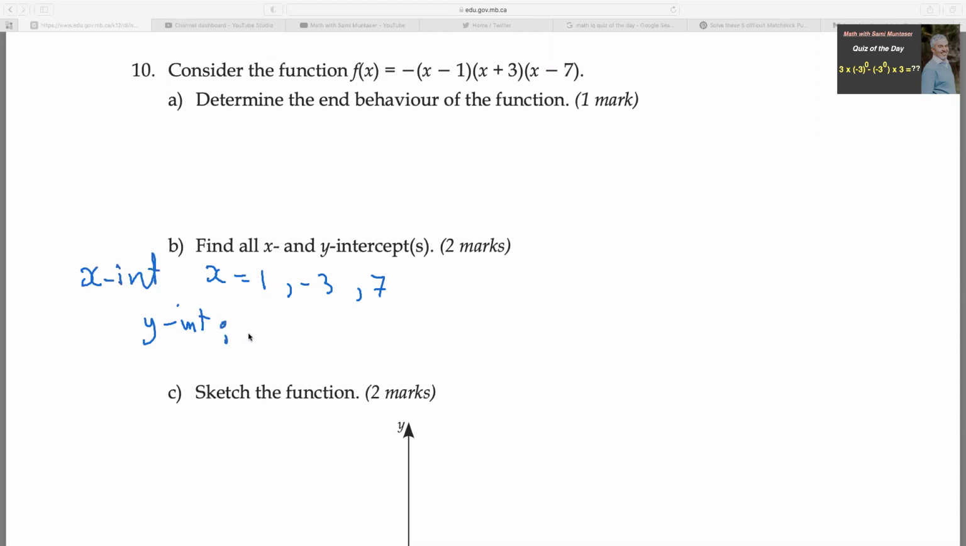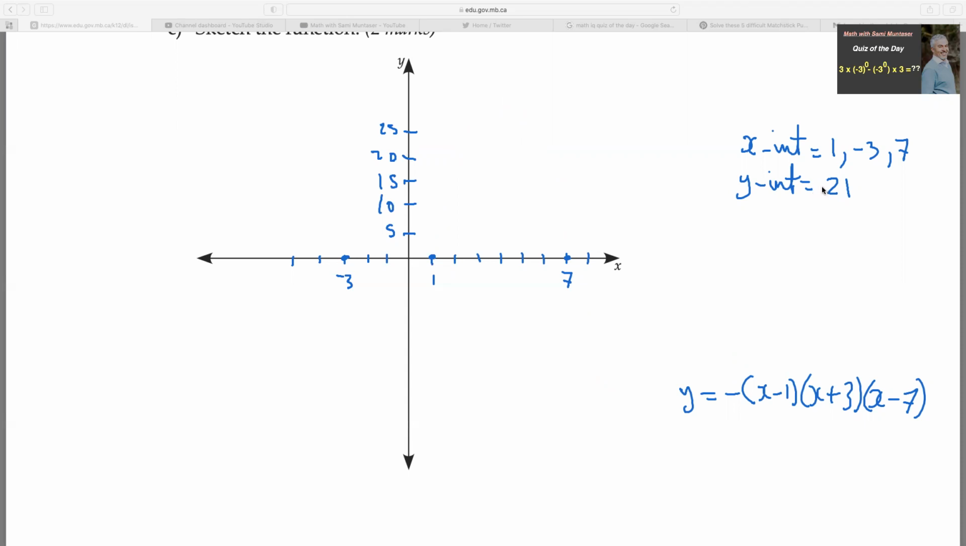The y-intercept would be f of 0. When you throw in 0 for all of the x's, you're just going to get -1 times 3 times -7. So negative times negative is going to be a negative, and the final answer for the y-intercept is -21. So the x-intercepts are 1, -3, and 7, and my y-intercept is -21. Now, 5, 10, 15, 20, 25, that's -25, that's -20 right there. So my y-intercept would be around there, and then these are my x-intercepts right there.